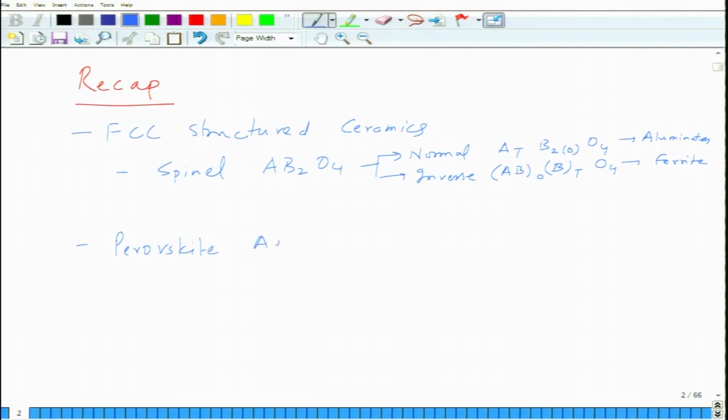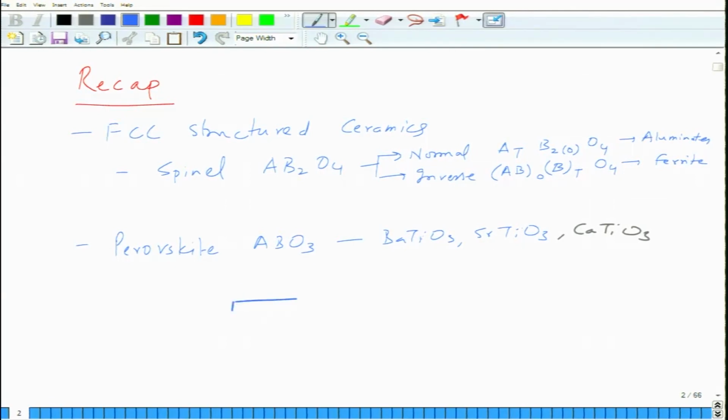Then we looked at the perovskite structure, which is based on ABO3 formula unit, and this is compounds such as barium titanate, strontium titanate, calcium titanate, and so on and so forth. They follow this kind of structure, and this is basically based on a non-FCC packing.